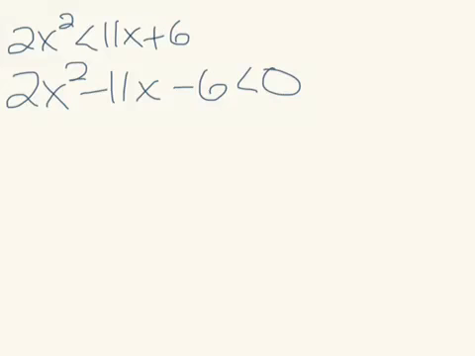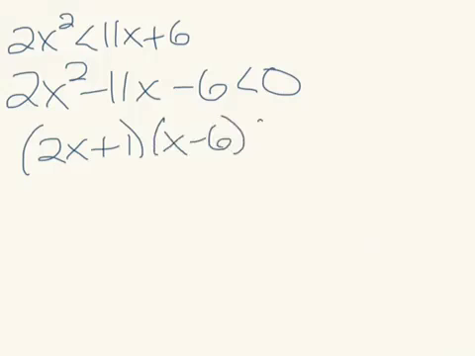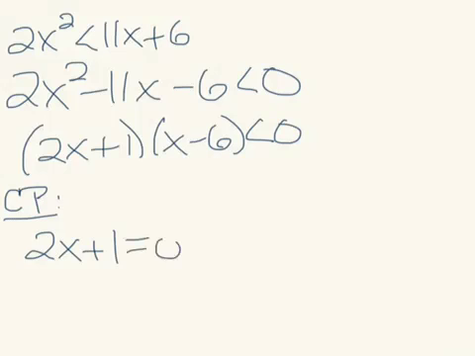Now we're hoping that the left-hand side factors, and sure enough it does. So we're going to factor the left-hand side to (2x plus 1) times (x minus 6). Okay, now these two factors are going to give us what we call our critical points. And the critical points are whenever either one of our factors is set equal to 0.